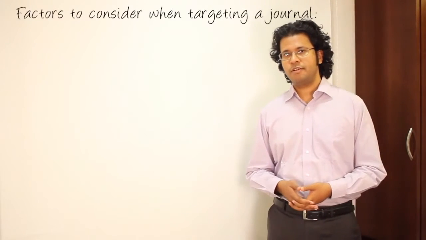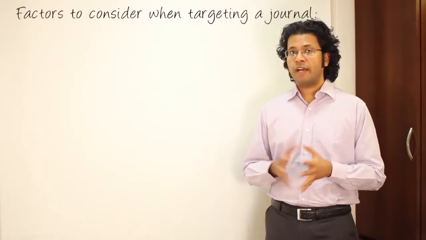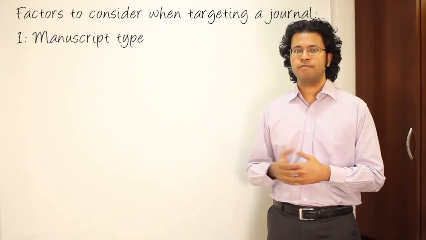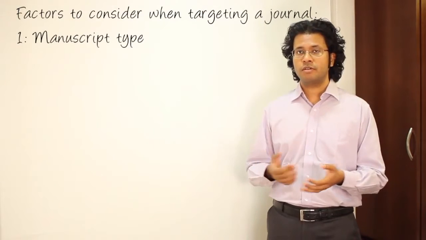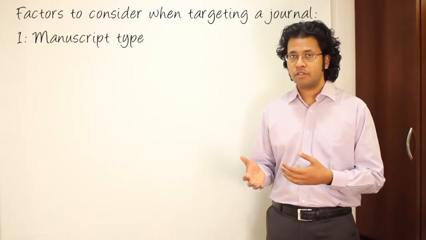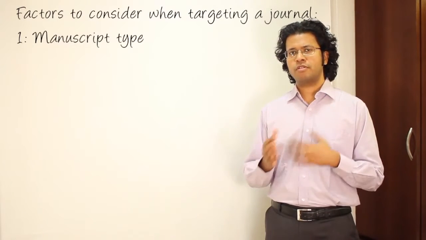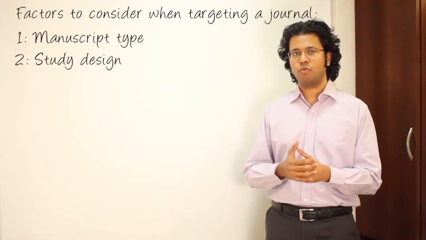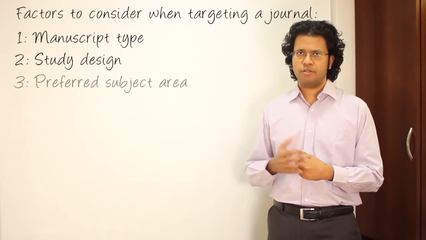Now let's look at some of the important factors to consider when you're targeting a journal. One of the first factors to look at is the type of your manuscript, whether that is acceptable to the journal. The journals publish manuscripts of different types: original articles, case studies, review articles. Then you need to look at whether the journal prefers a certain type of study design and whether your paper matches what they expect. And then the third thing is the preferred subject areas of the journal.